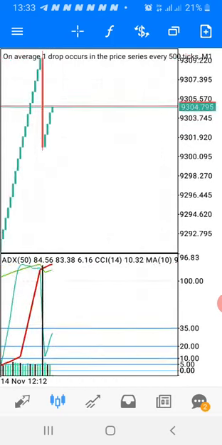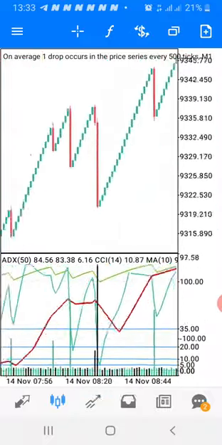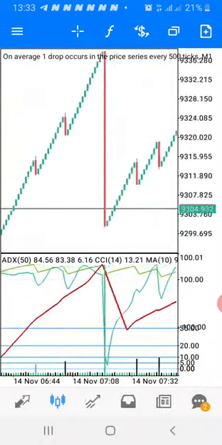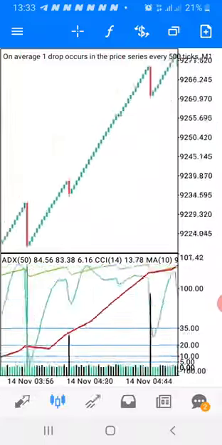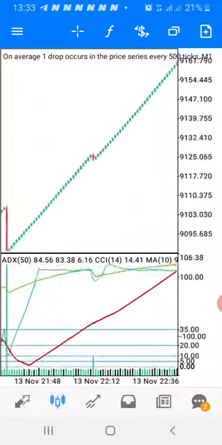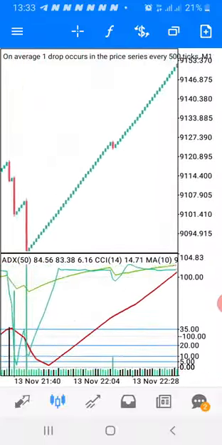We are not here to lose money. We are here to make money, so we don't have to lose money. If you understand all the strategies, you will make money from it. Sincerely speaking, you will make money from it.